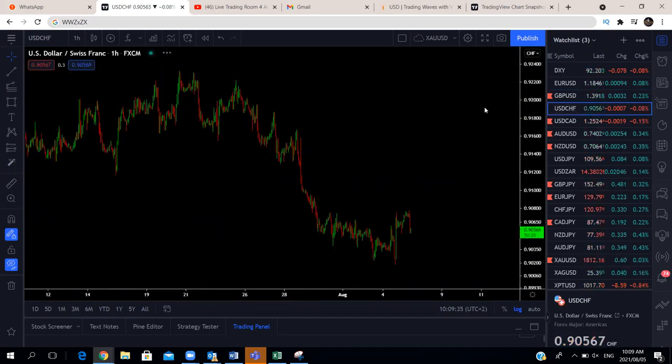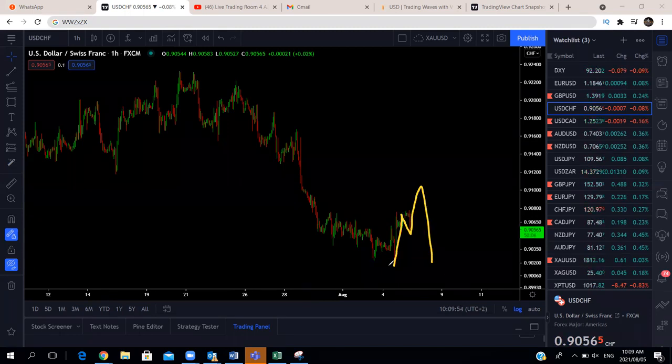US dollar chief, I've already shown the structure on the DXY. You can just check it out there. So this is now US dollar chief. So US dollar chief, we wanted to see a 3-wave structure here and continuation to the downside. Okay, so we wanted to see a 3-wave pullback and continuation to the downside here on US dollar chief. So that is still the expectation.